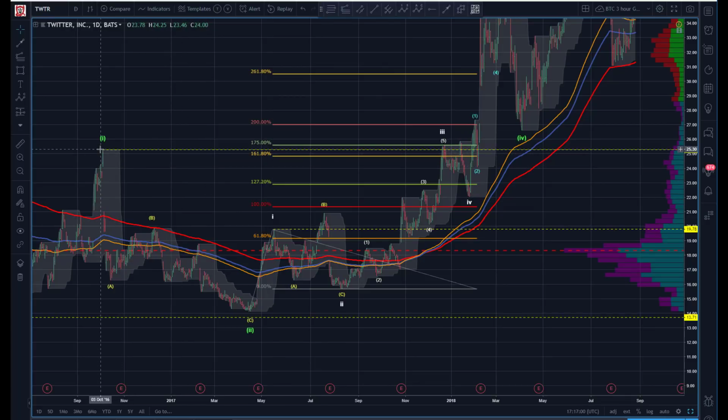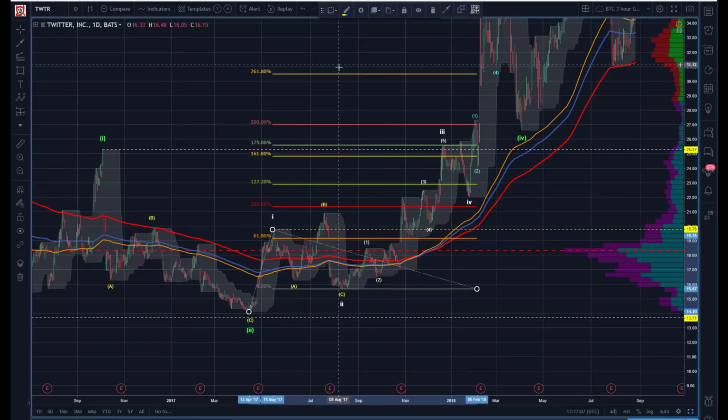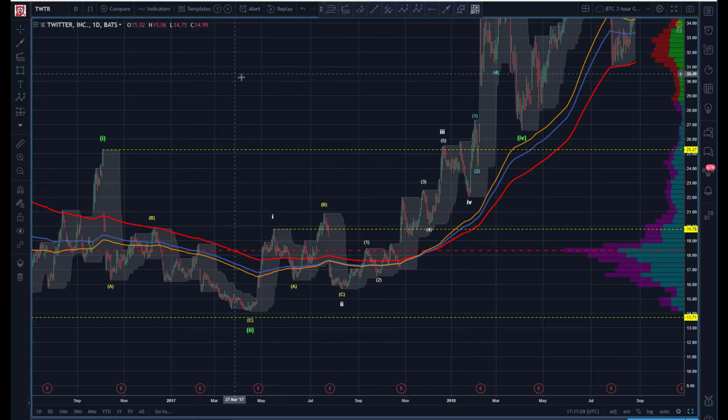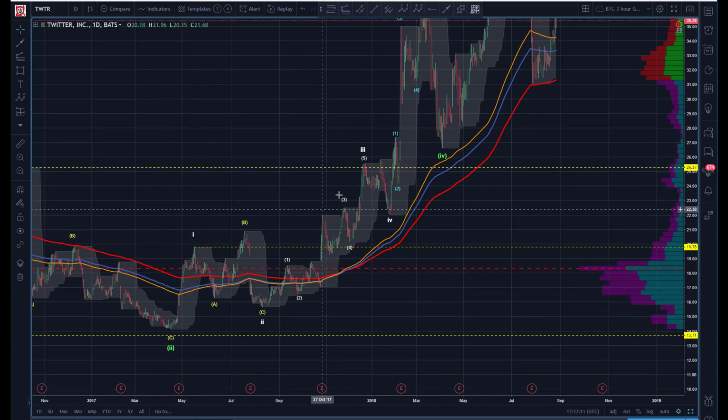And interestingly, look, we get this prior resistance here. So we come right into the pocket, get the retracement. That sets us up for a 4. So far, it's just textbook Elliott Wave. All right, so 1, 2, 3, 4.